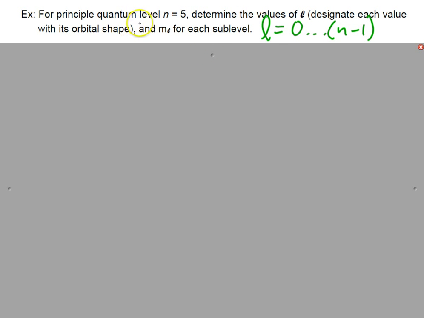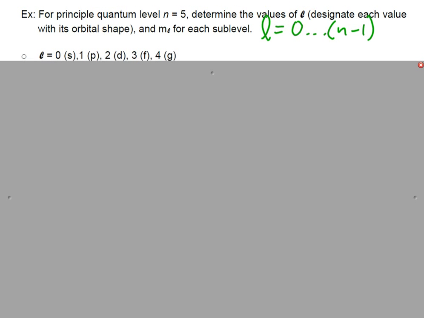Now, it is also asking for you to designate which orbital matches each l that you're giving. So, what you would see is the first l of 0 would be orbital s. l of 1 is p, 2 is d, 3 is f, 4 is g. Now, beyond that, it does also ask for you to determine the m sub l, which uses a different equation.